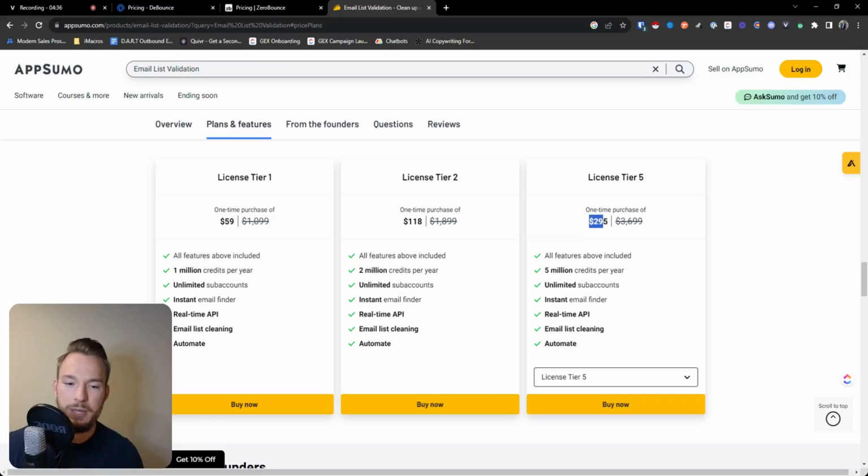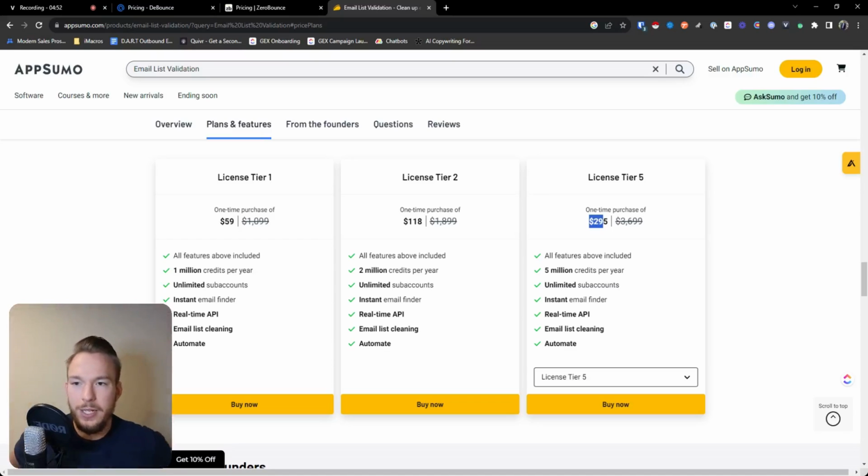I've had a couple of problems with them in the past. It wasn't that it was not fine, I just don't use it anymore. Debounce fits into our portfolio. Email List Validation will give us problems sometimes. Zero Bounce is really expensive. Debounce is kind of that middle ground for us.